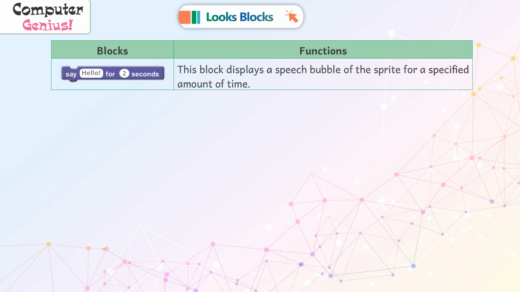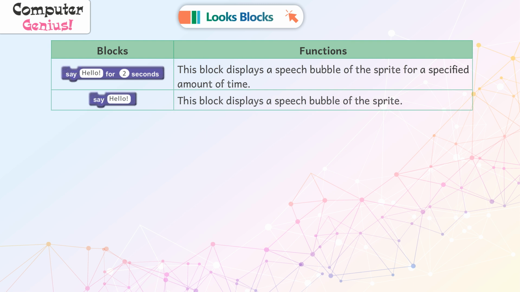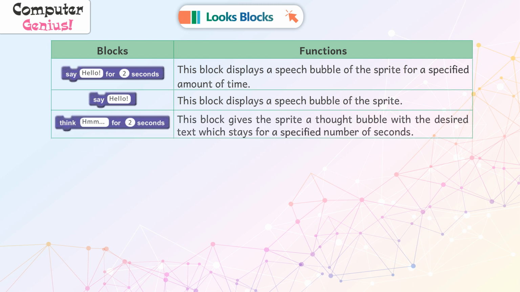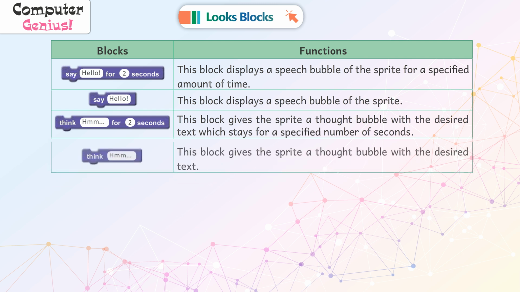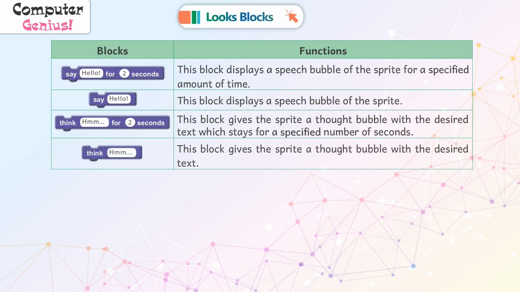This block displays a speech bubble of the sprite for a specified amount of time. Say hello. This block displays a speech bubble of the sprite. Think for 2 seconds. This block gives the sprite a thought bubble with the desired text which stays for a specified number of seconds. Think. This block gives the sprite a thought bubble with the desired text.